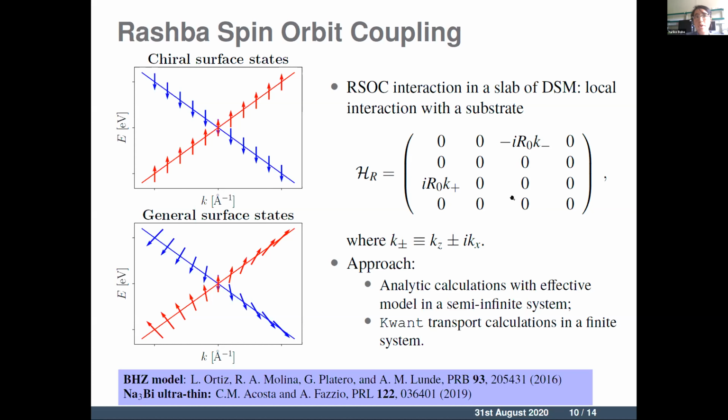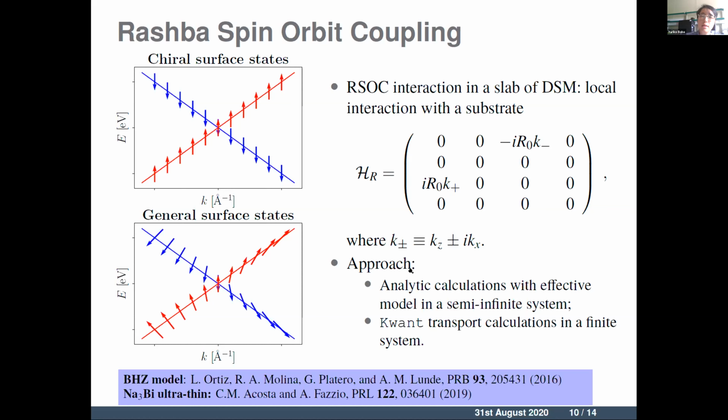And due to the symmetry breaking, the surface states turn into states with a more generic and complex spin structure. In fact, time reversal symmetry still dictates that two counterpropagating partners have orthogonal spinors, but it does not require equal spinors at different energies. We call these states general surface states, and here you have a simplified representation of the chiral surface states and general surface states and their energy-dependent spin orientations. We address the problem from a dual perspective.